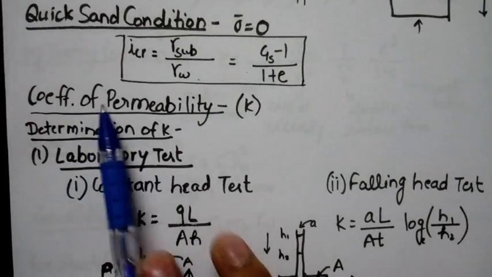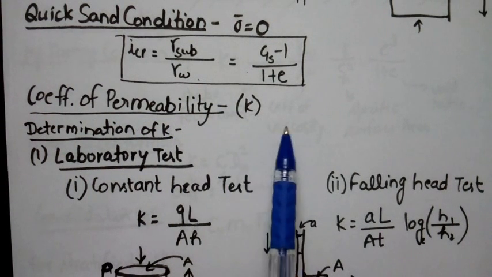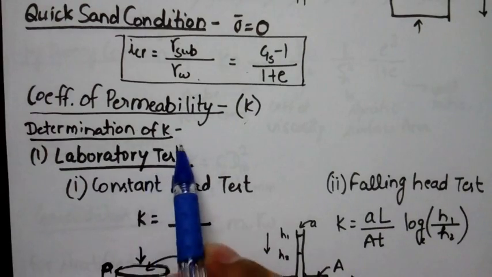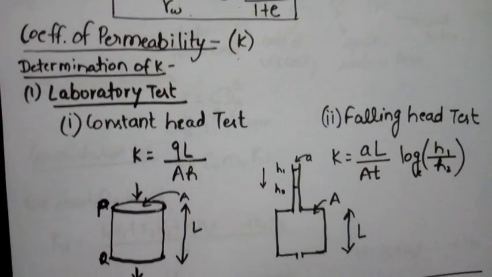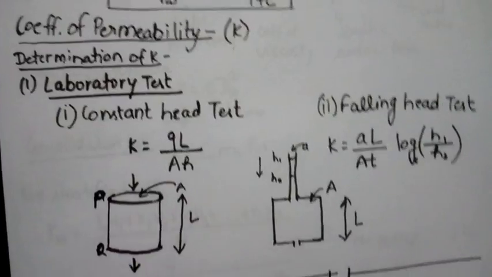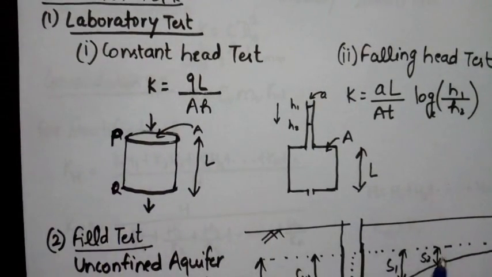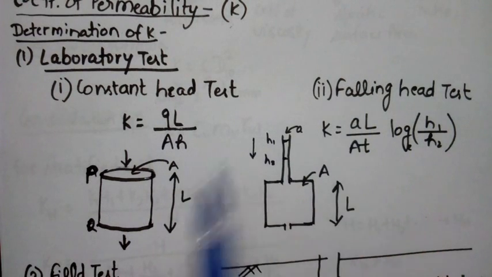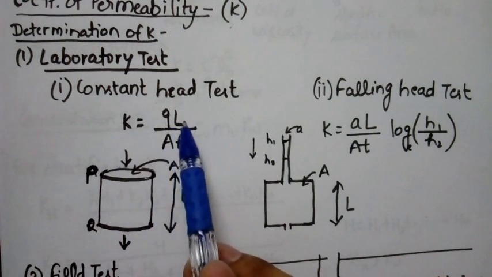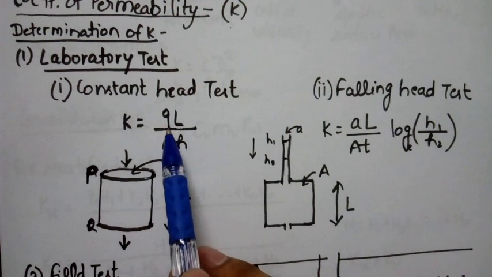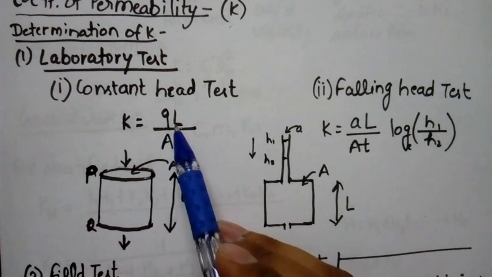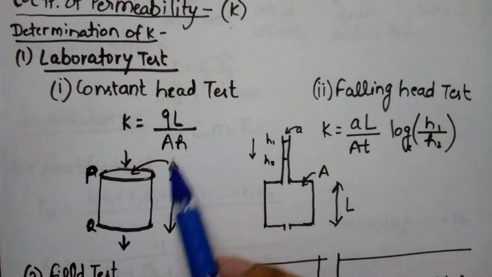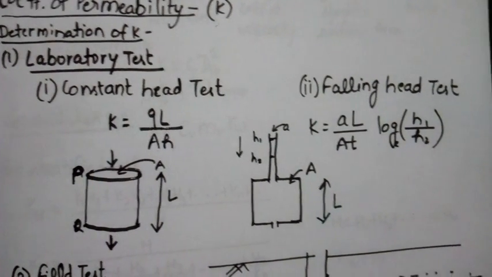Okay, this is our coefficient of permeability, which determines the velocity of flow of water in the soil. Now, determination of K. We have different tests to determine K. One is laboratory test and another one is field test. In the laboratory we have two tests: constant head test and falling head test. In the constant head test, we use the formula K equals QL upon Ah, in which Q is the discharge flowing, L is the length of the soil, A is the cross section area, h is the total head loss.